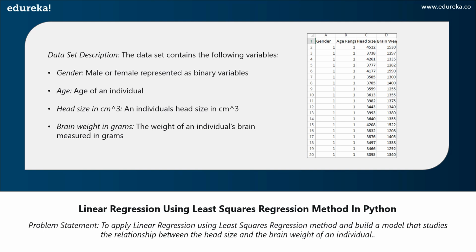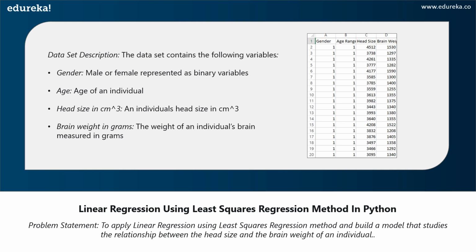Now, our data set contains around 4 variables. There is gender, which depicts whether a person is a male or a female. Then we have the age variable. After that, we have head size in centimeter cube and brain weight in grams. That's pretty understandable. So these variables need to be analyzed in order to build a model that will study the relationship between the head size and the brain weight of an individual.